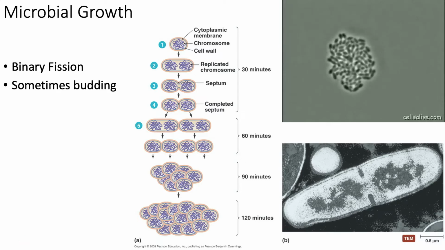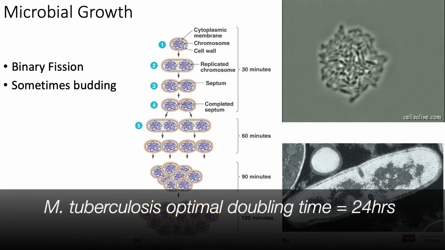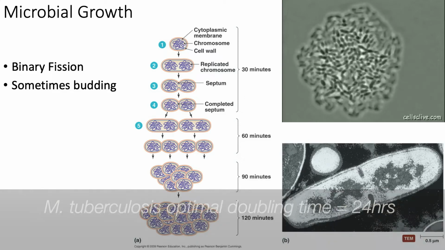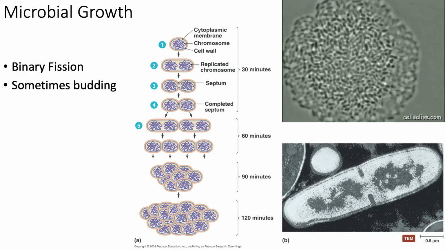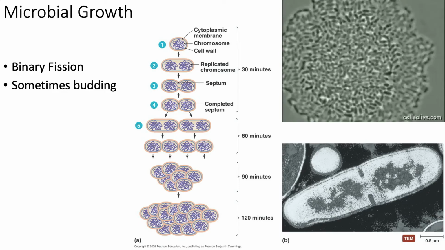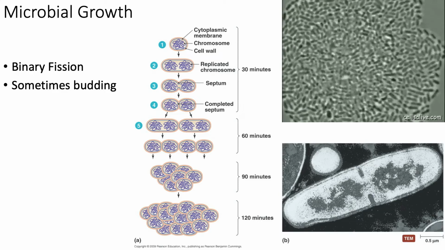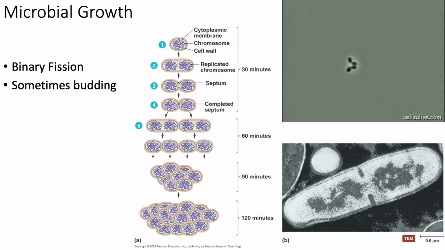Tuberculosis is known to take days to double, and it's a pain in the butt if you're trying to grow it. But E. coli grow really fast, so in 20 minutes you're going to double, and you can go from one bacteria to millions of bacteria in a day. That should make you really uncomfortable. That's why you don't leave food out at the wrong temperature.